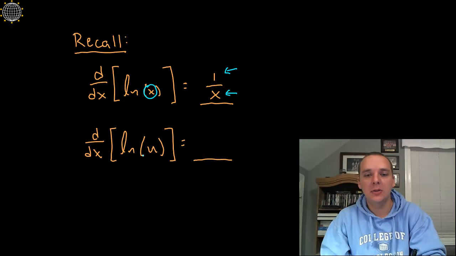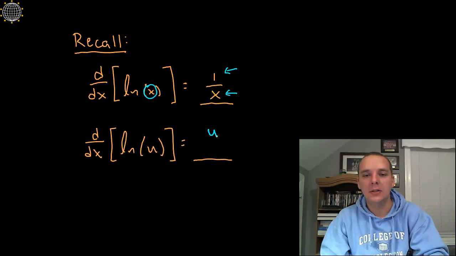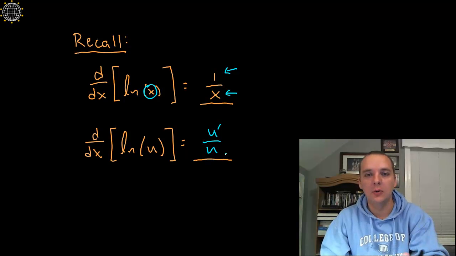And so in a general sense, we even learned that the derivative of natural log of some function u, which is some function of x, we'd say is u prime over u. And that was all well and good. That's a great rule to use. But there's a problem, though.